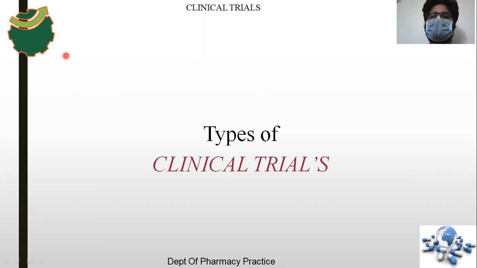Types of clinical trials. What are the types of clinical trials that we already know? When you're doing a clinical trial, we should follow any of the basic principles or considerations, like your treatment should be for a disease condition, or you have a device for a disease condition, or you have a new diagnostic approach, or you have a new procedure for any surgical procedure. So like that we have different types of clinical trials, that we'll be seeing now.